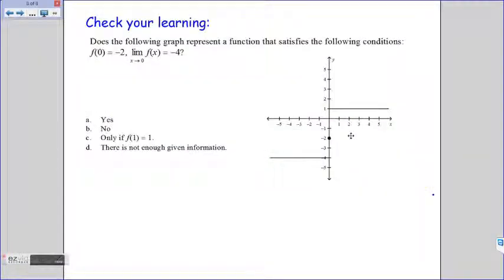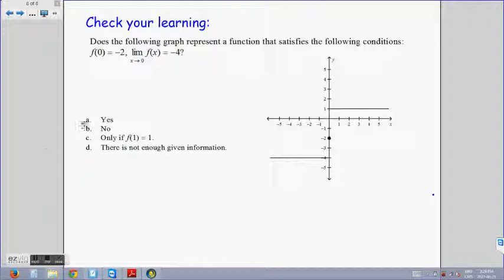We only have one more order of business before we conclude our lesson for today, and that is to check your learning. Does the following graph represent a function that satisfies the following conditions? Here's our graph right there. So f at 0 is equal to -2, and the limit of the function as x approaches 0 is equal to 4. Make your decision.